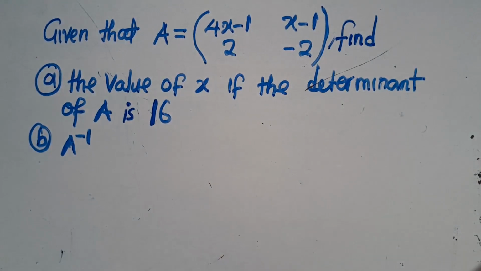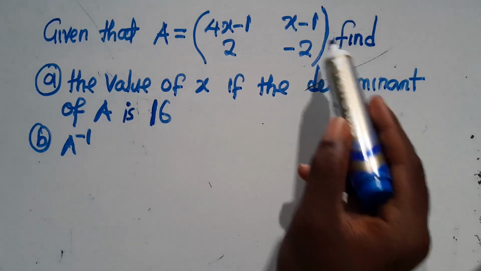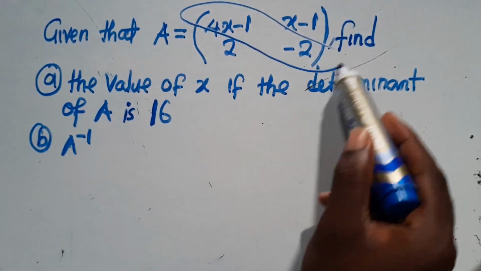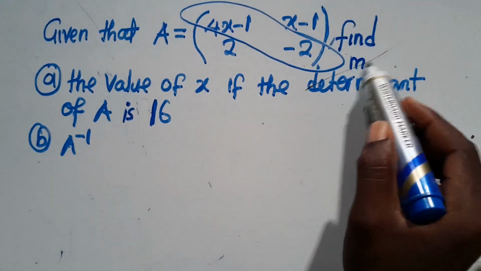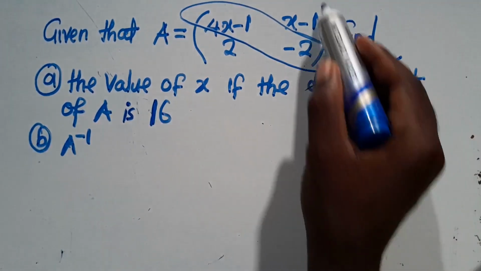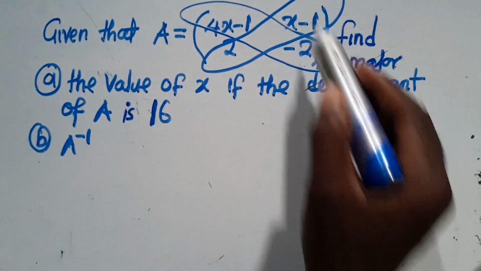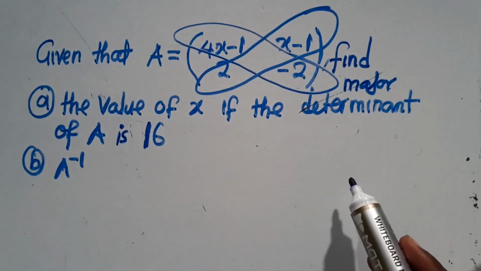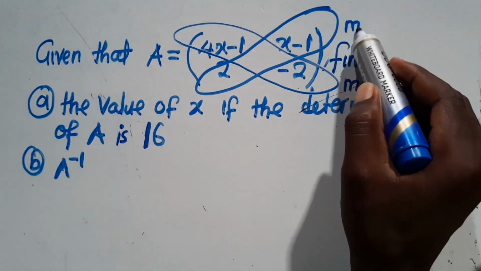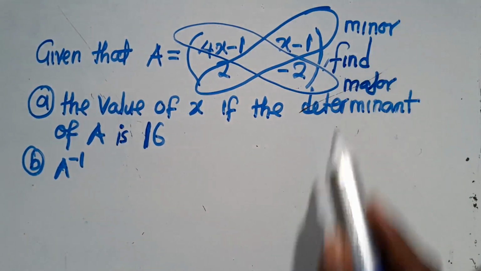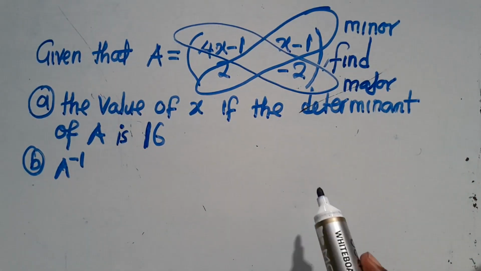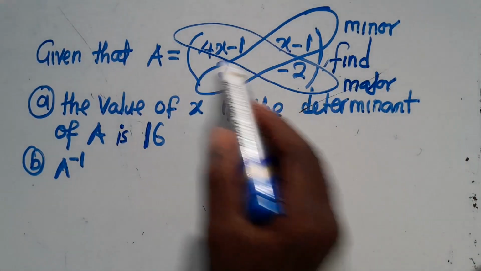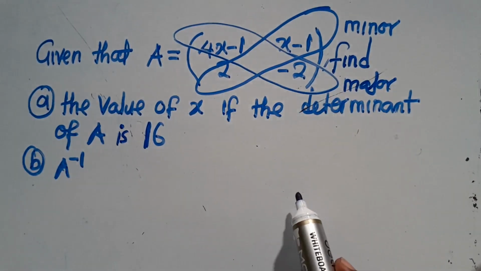We know that a 2x2 matrix has got 2 diagonals, the major diagonal and the minor diagonal. This diagonal here is called the major diagonal. This one there is called the minor diagonal. So the way we are going to do, I'm going to multiply the major diagonal. I want to find the value of X. And this is what you're supposed to do.